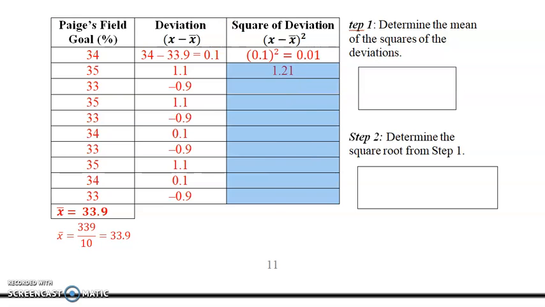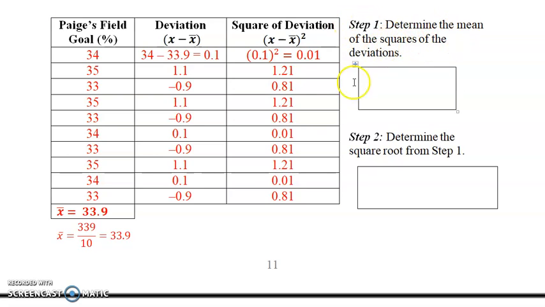Okay. Negative 0.9 squared would be positive 0.81. 1.21, we did that one already. 0.81. 0.01, 0.81, 1.21, 0.01, and 0.81. So these are the square of the deviations.